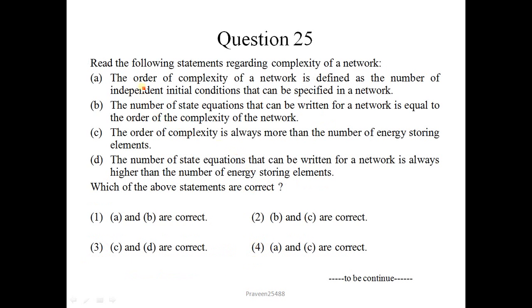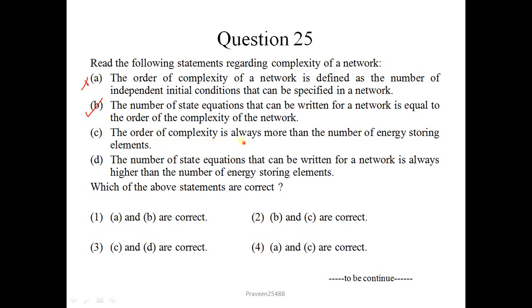Next question is, read the following statements regarding complexity of a network. The order of complexity of a network is defined as the number of independent initial conditions that can be specified in a network. So this statement is incorrect because the order of complexity is defined as the number of equations. So next, the number of state equations that can be written for a network is equal to the order of complexity of the network. So this is correct statement.